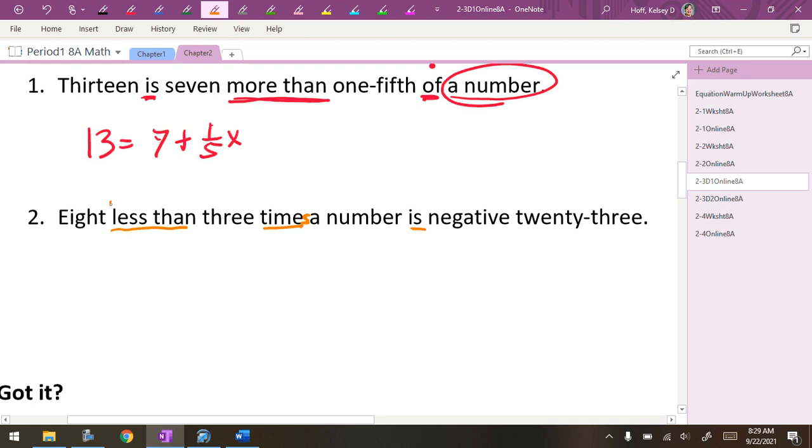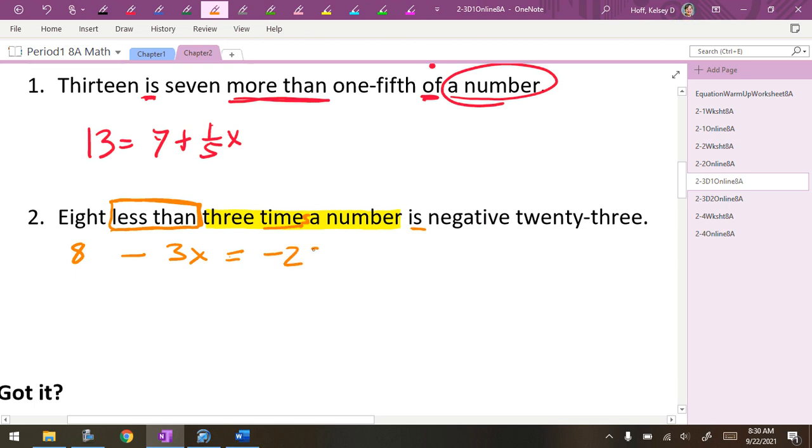But look what's in our phrase here: a number, less than. This is that special one. Remember this? Let's drag this straight down. What's this first number? 8. What does less than mean? Subtract. How do you represent 3 times a number? 3x. Is means equal.